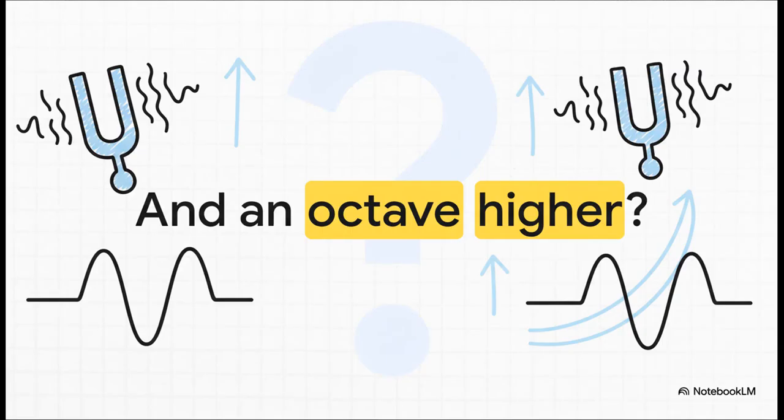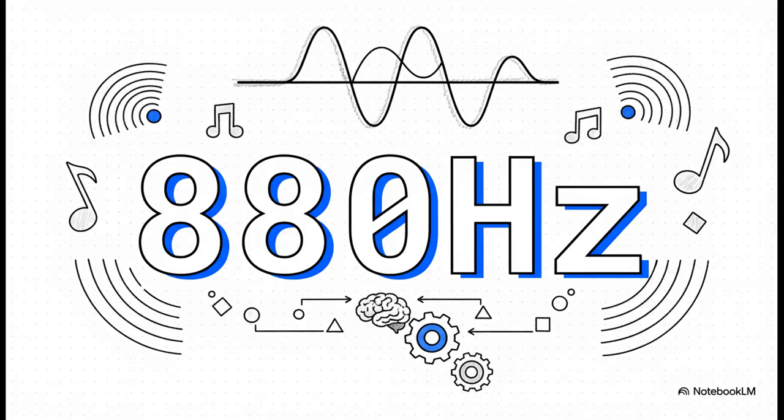Think back to that rule we just talked about. If our starting A is 440 hertz, what do you think the frequency of the A, one octave above it, is going to be? Boom, 880 hertz. It's just simple math, 440 times 2. This super clean 2-to-1 ratio is what our brains instantly recognize as harmonious and stable. It's pretty much the purest, most perfect interval in all of music.